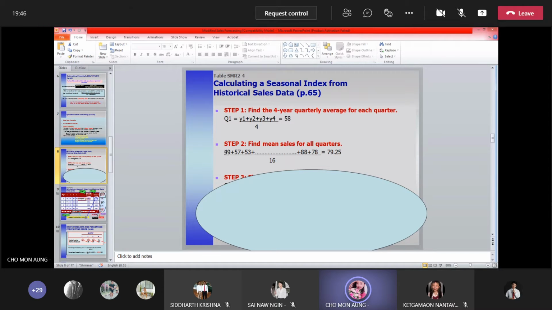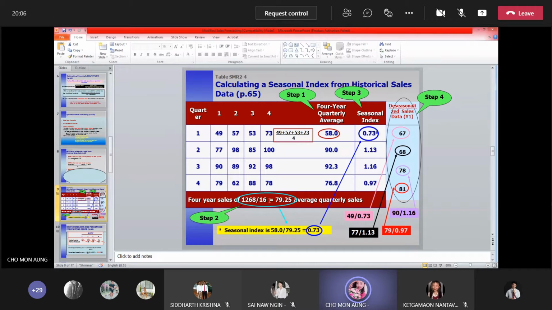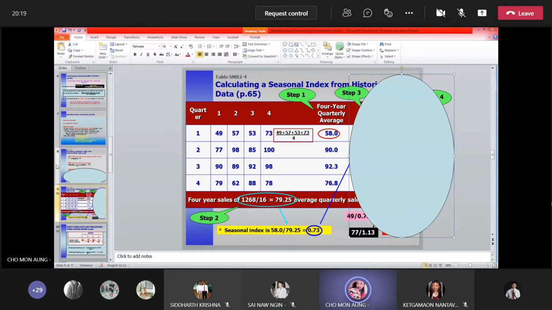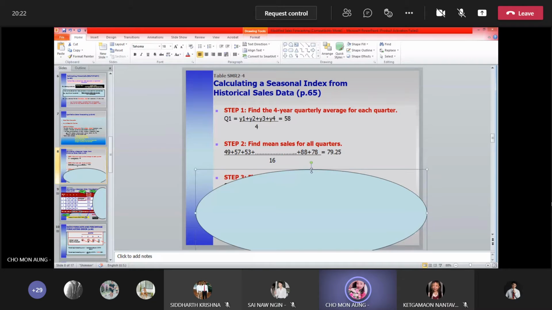So now when we come to step 2, starting from year 1 quarter 1, 49, until year 4 quarter 4, divide by 16 periods, this is the overall mean. We do it only one time because we are finding the overall mean of all 16 quarters, only one time. All right, so we get it here already, step 2, 79.25, that is the overall mean of the 16 data. Then now let's go to step number 3.